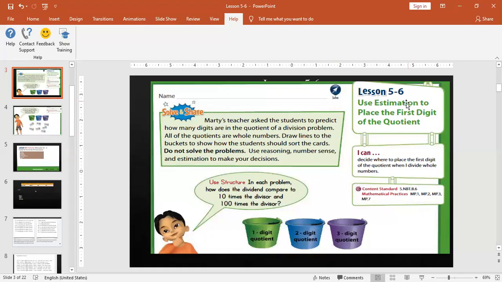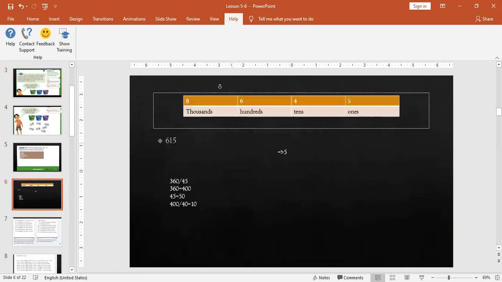So I will share my screen so you can see it. Okay, so that's lesson 5-6, and it's all about estimation to place the first digit of the quotient. So we have to remember the place value of every number. So here, let me draw.